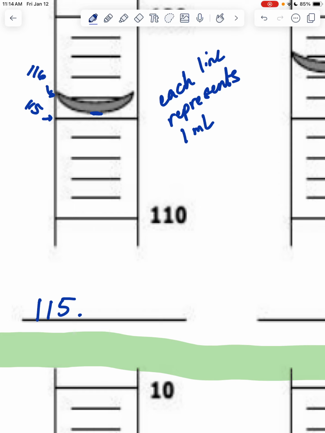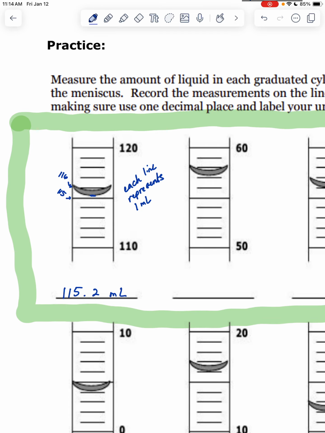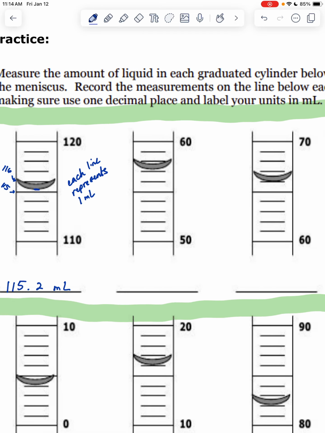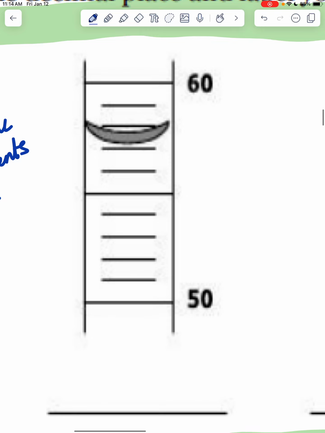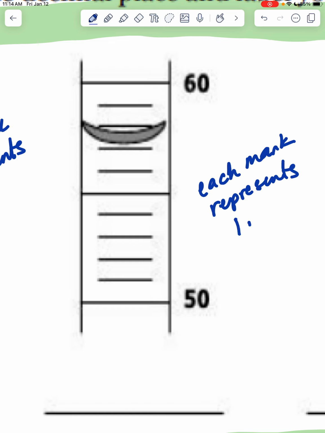So you can put, let's say, 0.2 milliliters, or 0.3. So there are multiple correct answers there in terms of how we're doing this. For this one, very similar. Each mark represents 1 milliliter. And because of that, I know that it's just past, and this would be 57.